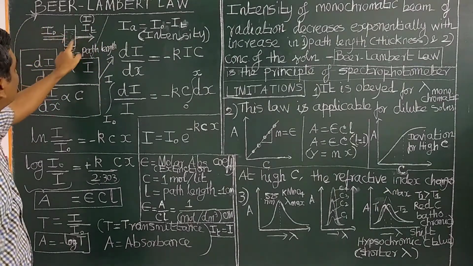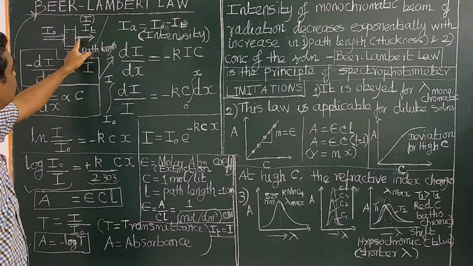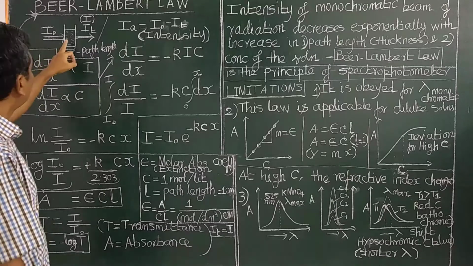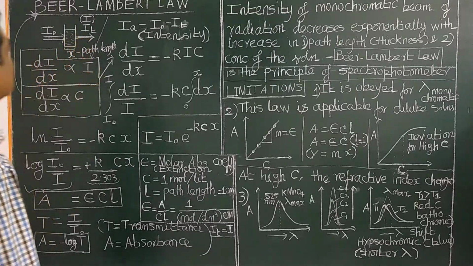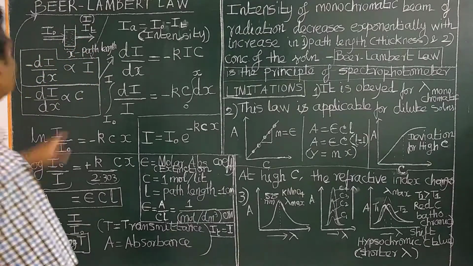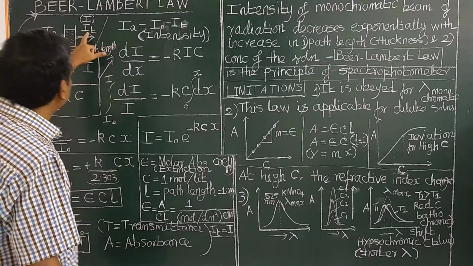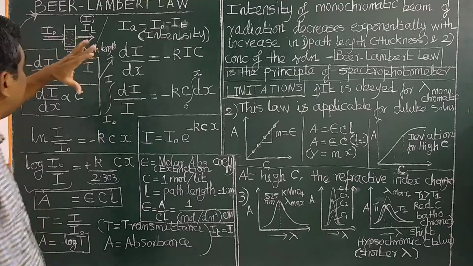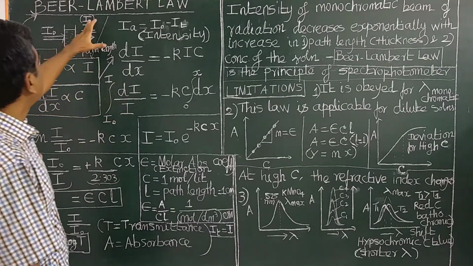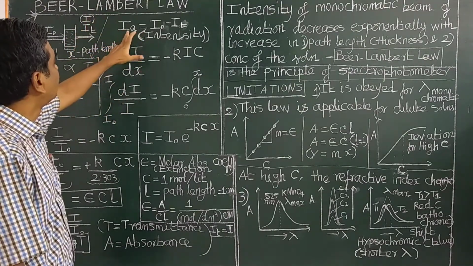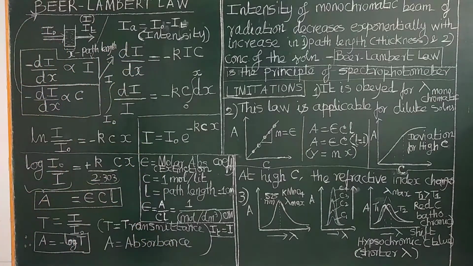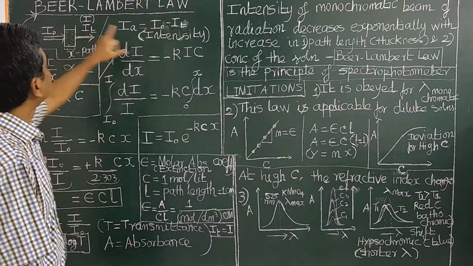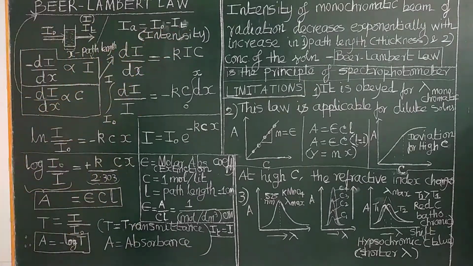On passing through the colored solution, the intensity decreases because a part of the light is absorbed by the colored solution. Therefore, this is the transmitted light, IT. I0 is the incident beam, and IT or I we can call the transmitted light. And what is the light absorbed? IA equals I0 minus IT, which is the intensity of light absorbed.